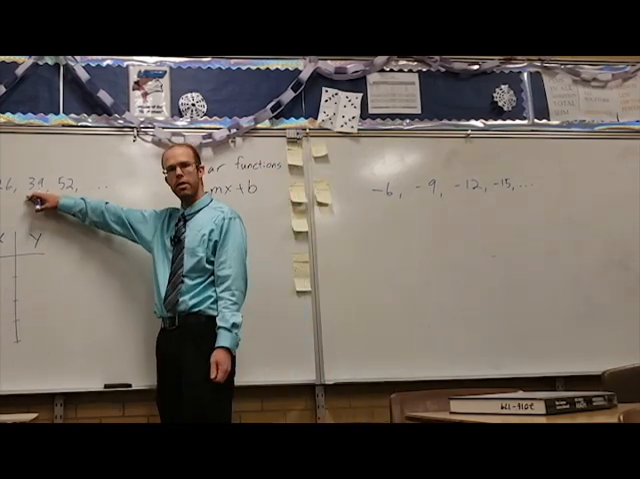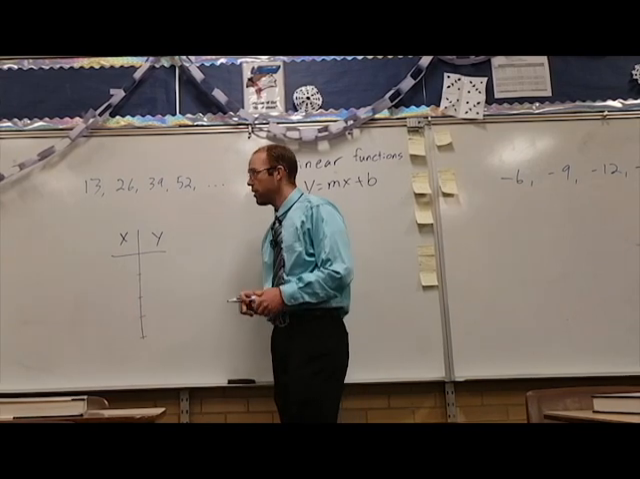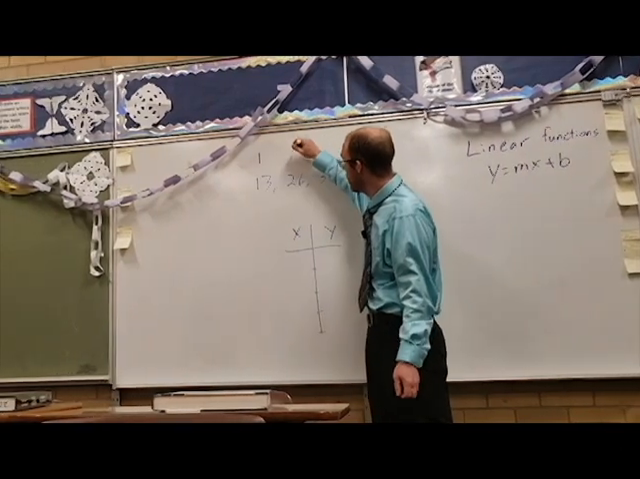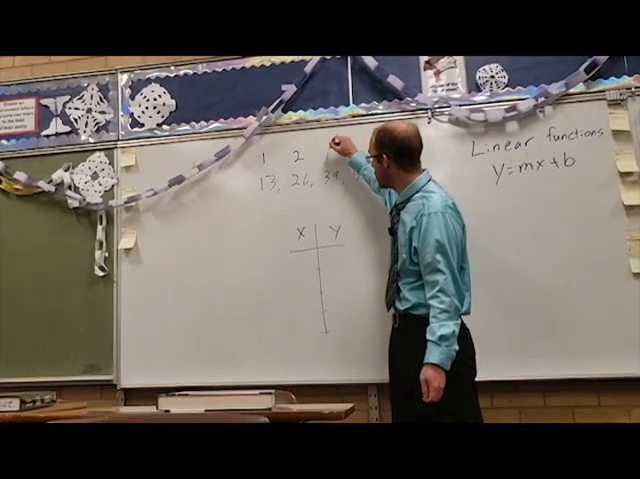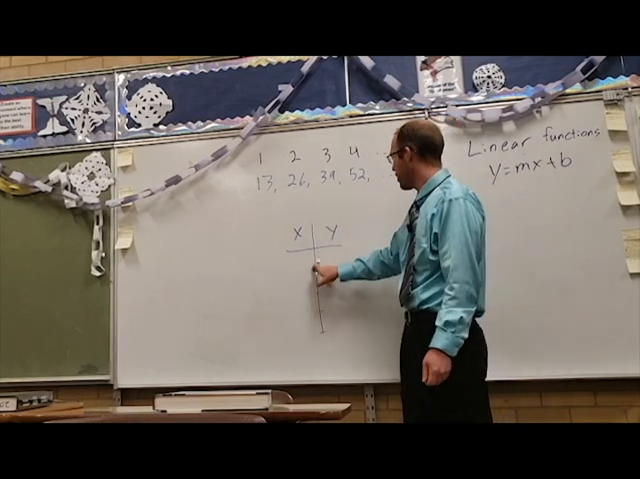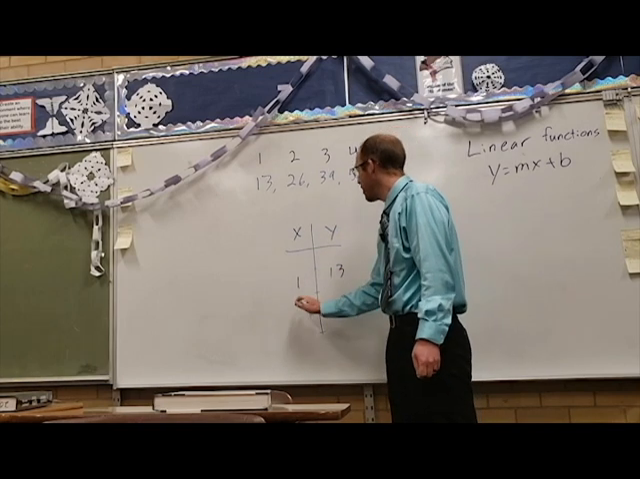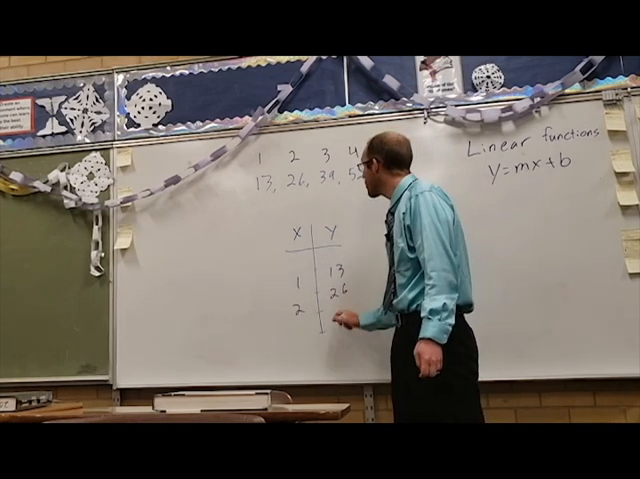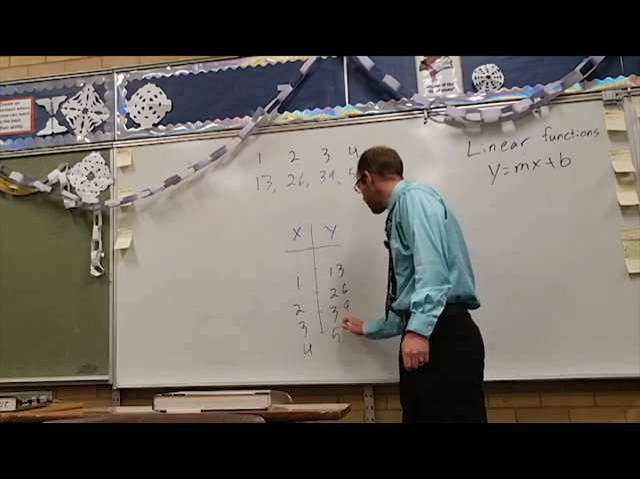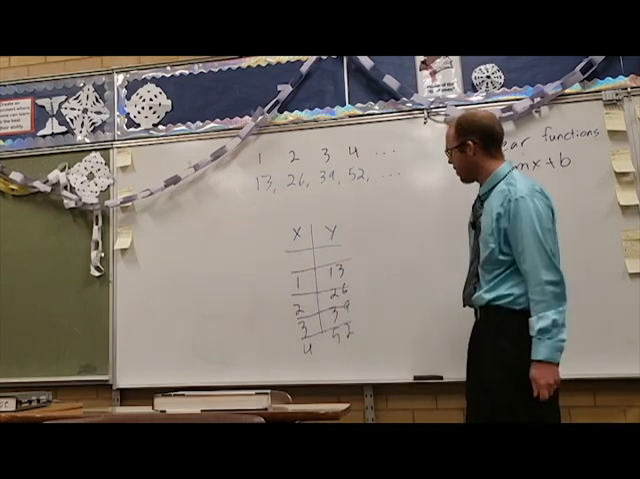So to start off, I'm going to take this sequence and write it in a table of values so we can relate it to our linear functions. We have to remember that this 13 is our first term. 26 is number 2, and then third, then fourth, and so forth. So we can write that now as a table of values. That would be 1, 13, 2, 26, 3, 39, 4, 52, and we could keep going if we wish. This table will allow us to find our slope.